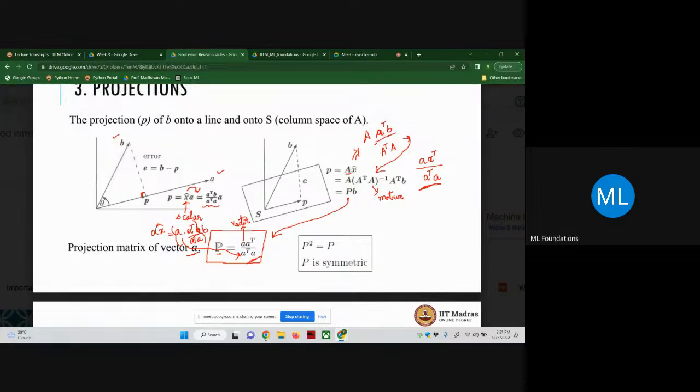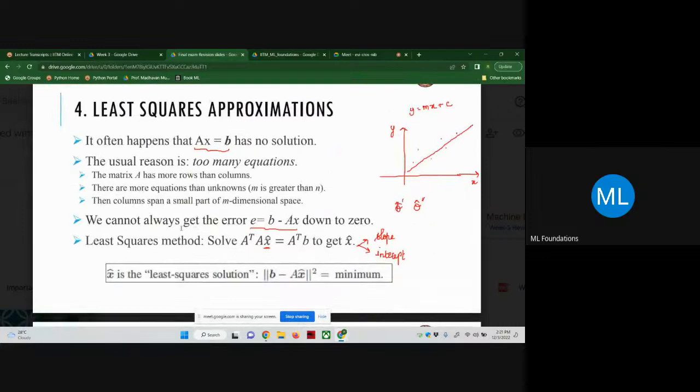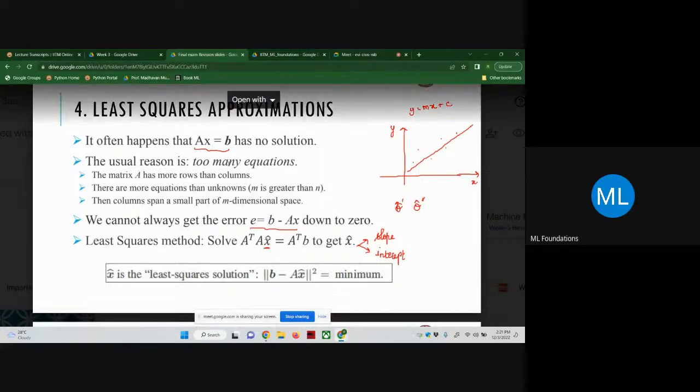Okay, we'll move forward. Now we have the Ax equals b case. Not every time will it have a solution, because if b does not belong to the column space of A, then this will not have a solution.